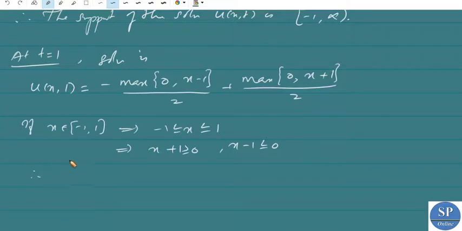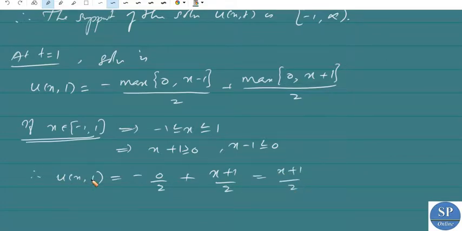Therefore what about the value of u? u of x, 1 is nothing but, in this case, if x lies between minus 1 and 1, then x minus 1 is less than or equal to 0, so the maximum of this is nothing but 0. So minus 0 by 2 plus, since x plus 1 is greater than or equal to 0, the maximum will be x plus 1. So x plus 1 divided by 2. So the value of u is nothing but x plus 1 divided by 2 at t equal to 1 if x lies between minus 1 and 1.